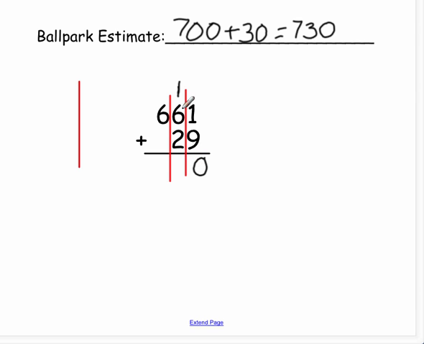Now I'm going to add these three digits. 6 plus 1 is 7, plus 2 more is 9. And then now I have just the 6 left. 6 plus nothing is still 6. So my final answer is 690.